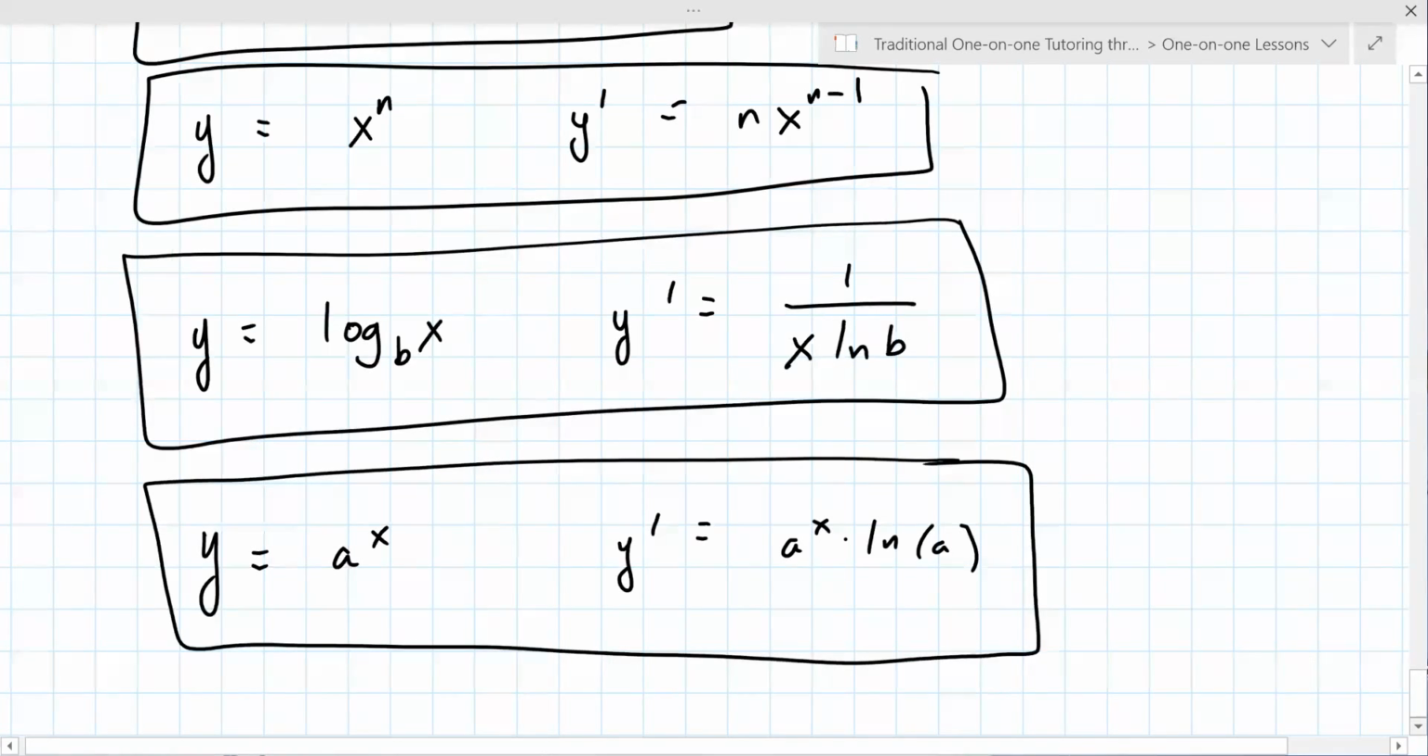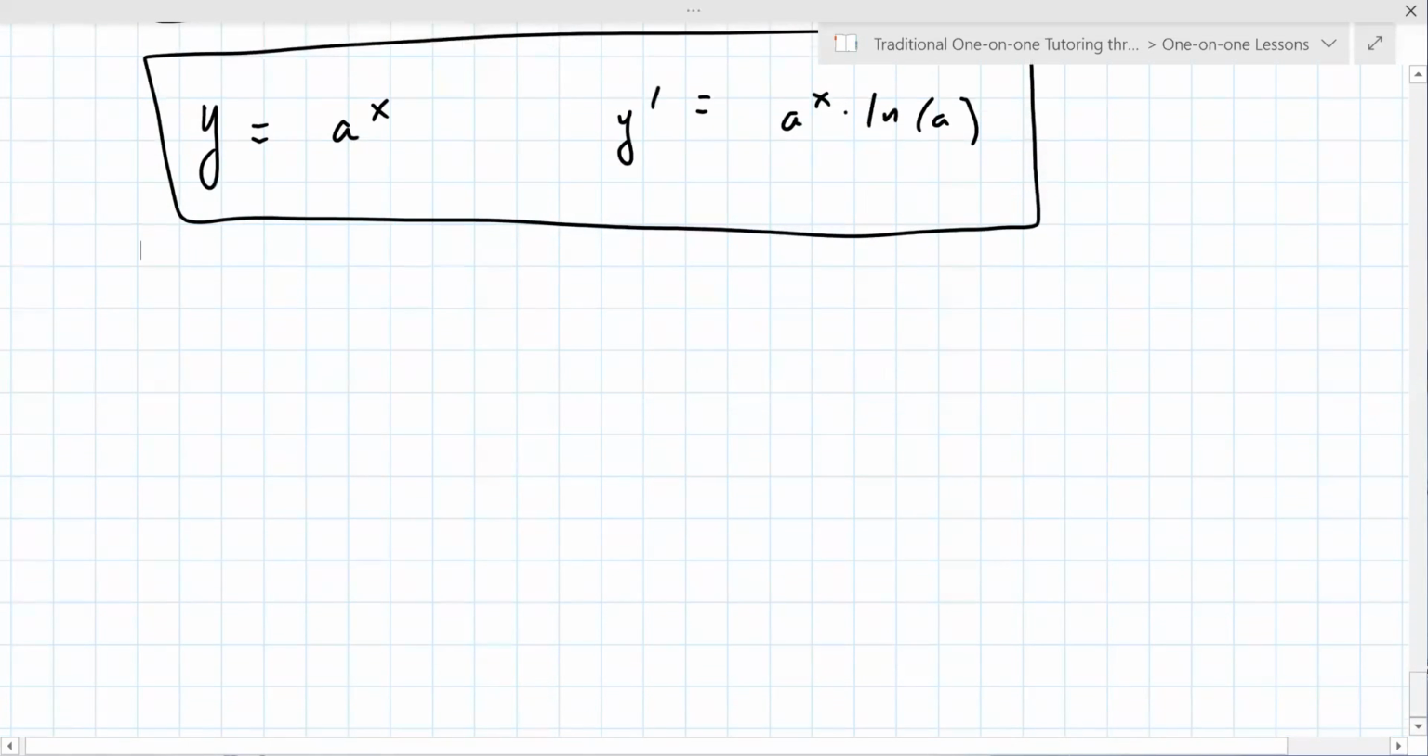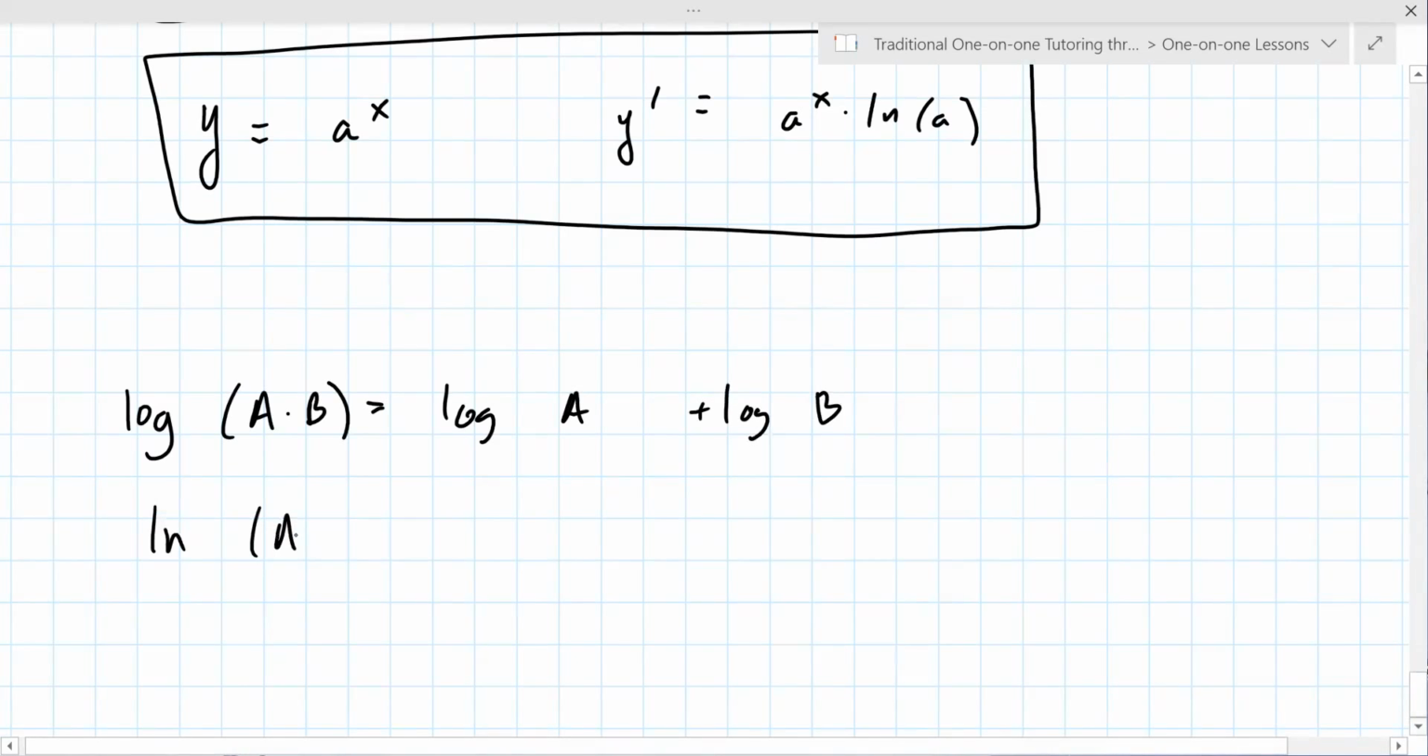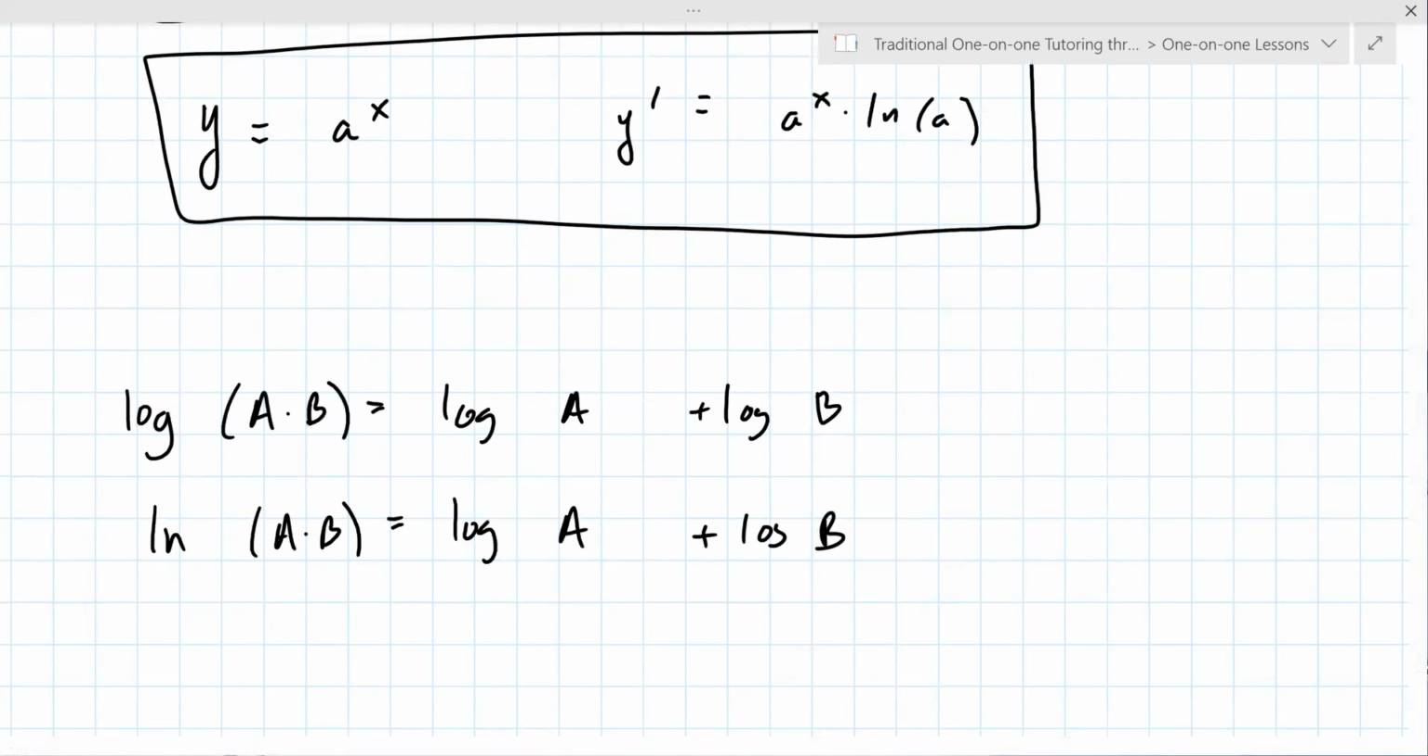Okay, now there's more logarithm properties to remember. The first property we did is log AB equals log A plus log B. And then the related one is ln of A over B equals ln A minus ln B. I'm sorry, I'm writing the wrong one down here. Apologies. Natural log, okay?